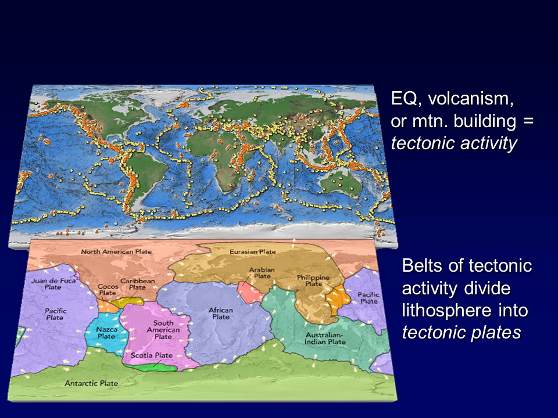So remember, the lithosphere includes the oceanic crust, the continental crust, and the upper mantle, right? And it's all riding on that warmer, weaker asthenosphere just below it. So we get belts of tectonic activity where the lithosphere is divided into tectonic plates.